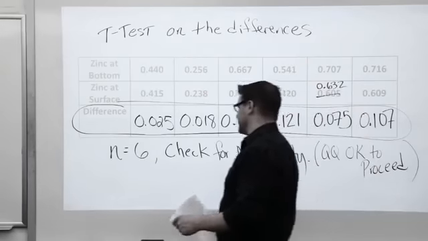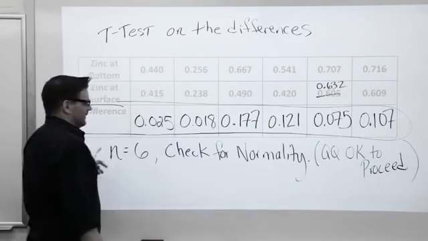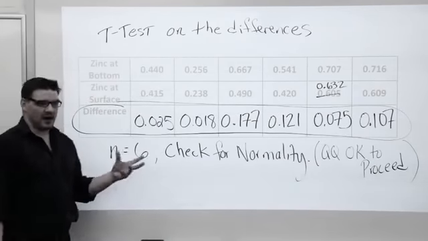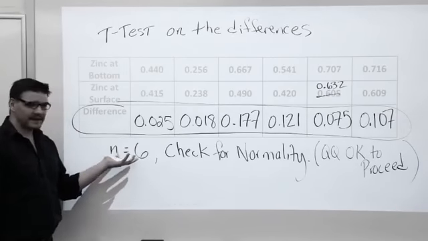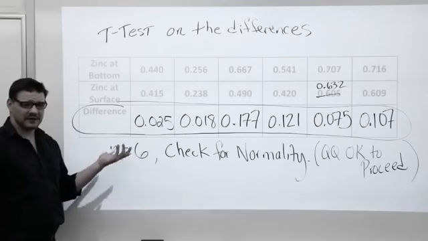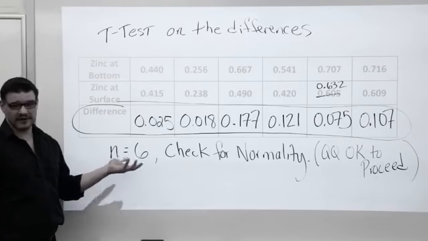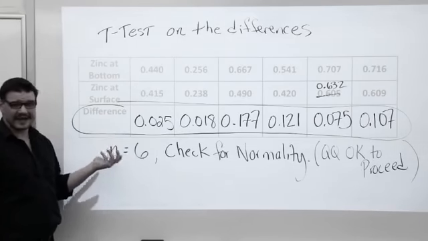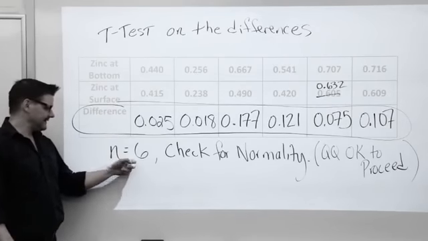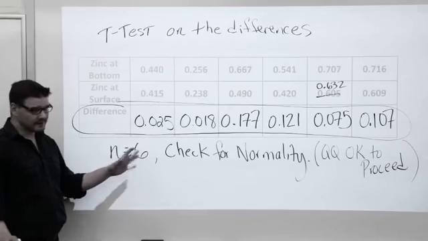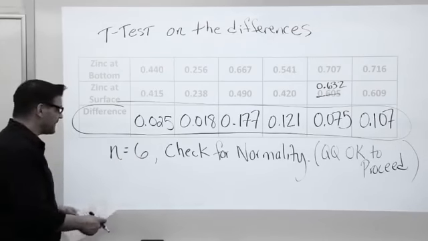Your common sense has to kick in here. Sometimes in practice it's really hard to get lots of data, right? So we only have 6 data points, and any conclusions we make really do need to be taken with a grain of salt. I mean, there's hardly any data here. So we're going to run through the test, make a conclusion, but with n equals 6, always using caution.